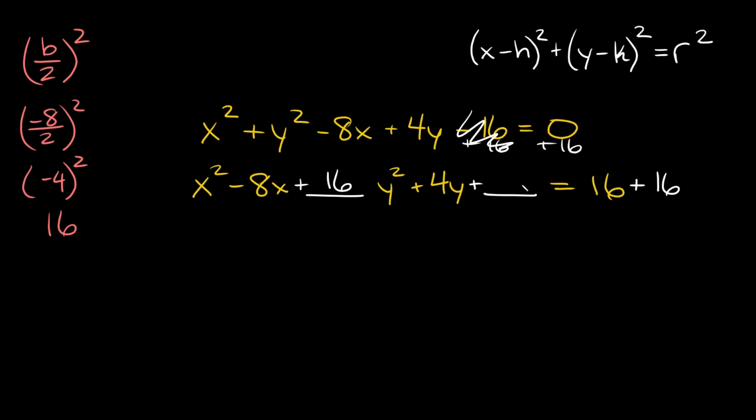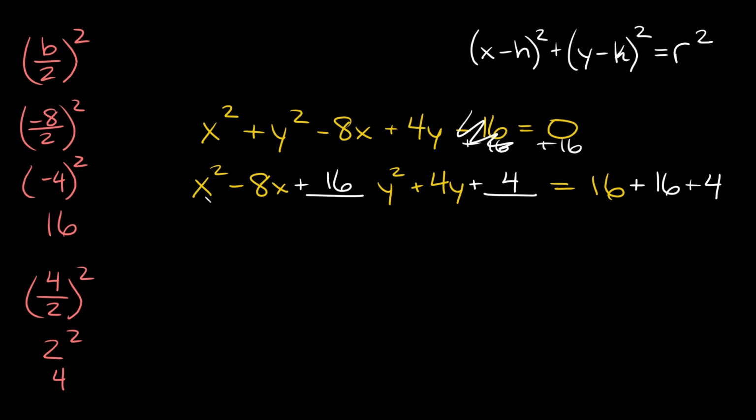Now let's find this missing C number. So for that one, again, it's just B over 2 squared, and in this case, B would be equal to +4, right? So we're going to have +4 over 2 squared, which is equal to 2 squared, which is equal to 4, right? So then we're going to have a 4 right here and also right here. Okay, great. So now that we have these filled in, now we can start factoring, right?